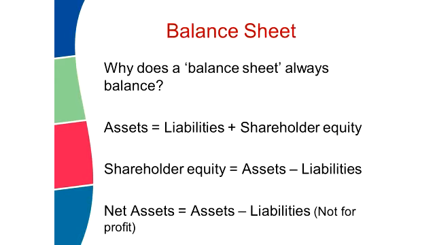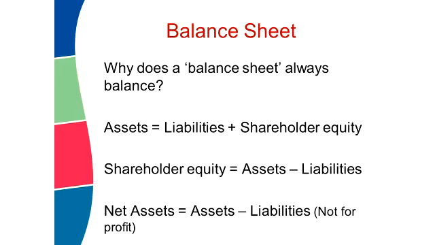Let's start with the balance sheet. The first question that everybody asks is, why does a balance sheet always balance? A balance sheet comes from a simple formula. Assets, which are those things the organization owns or has that have value, is equal to the liabilities, what the organization owes, plus shareholder equity. Now this is a formula for a for-profit organization. So shareholder equity or owner equity, the amount of money that you have as a shareholder or owner, is equal then to the assets minus the liabilities.